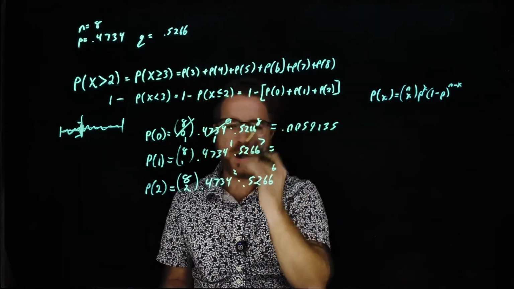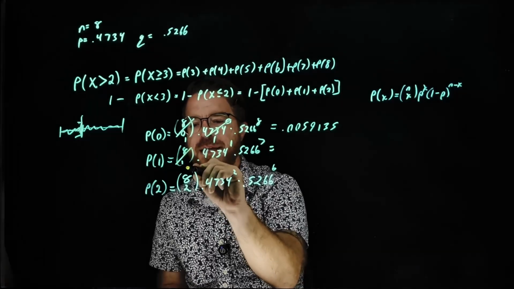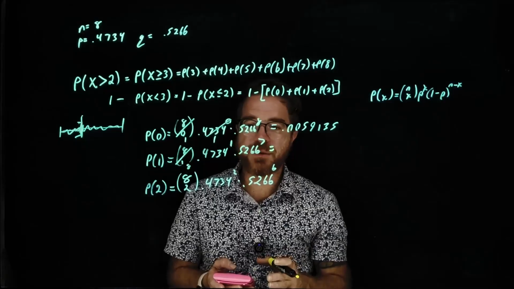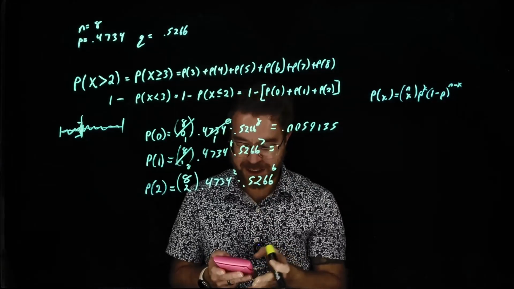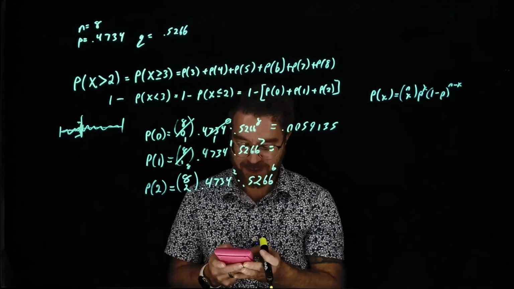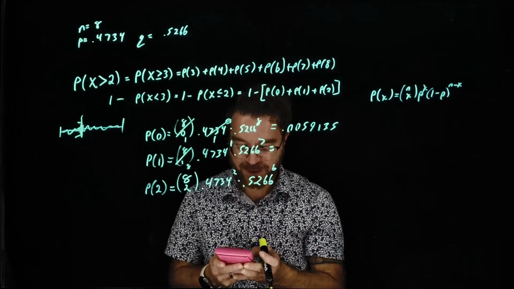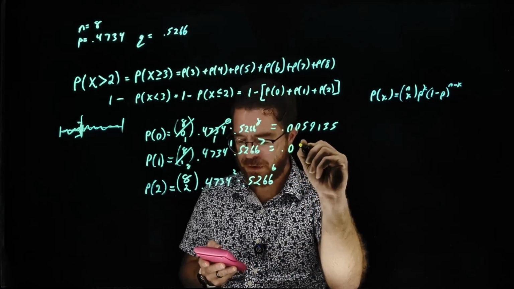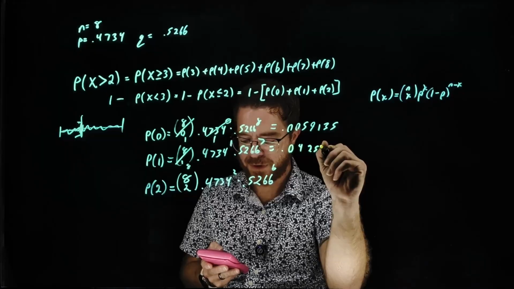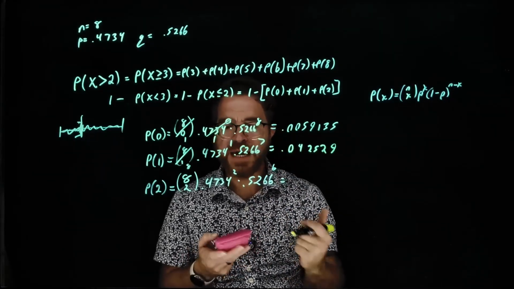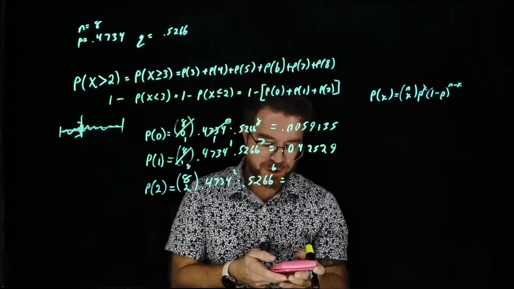For the second one, 8 choose 1. N choose 1 will always be n. So in this case, this is just going to be 8. So this is just going to be 8 times 0.4734 times 0.5266 to the 7th power. So 8 times 0.4734 times 0.5266 to the 7th power, I get 0.042529.